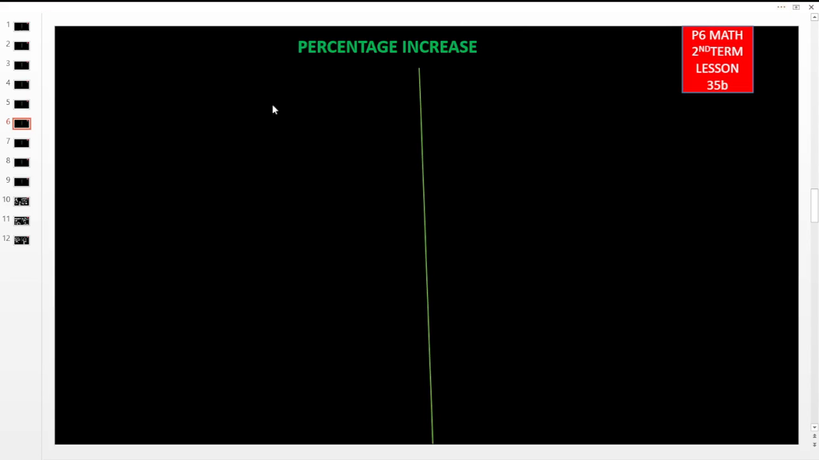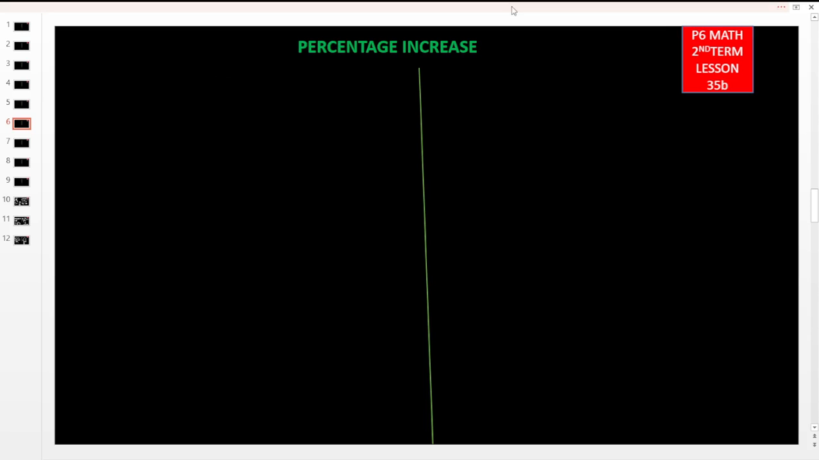Alright, my dear learners, this is our lesson 35. In this lesson we are going to look at percentage increase. As we looked at in the previous lesson, that was ratios, increase in ratios, and here we are going to increase percentages. We looked at the missing part of a percentage and so on, as you've been following the lessons.